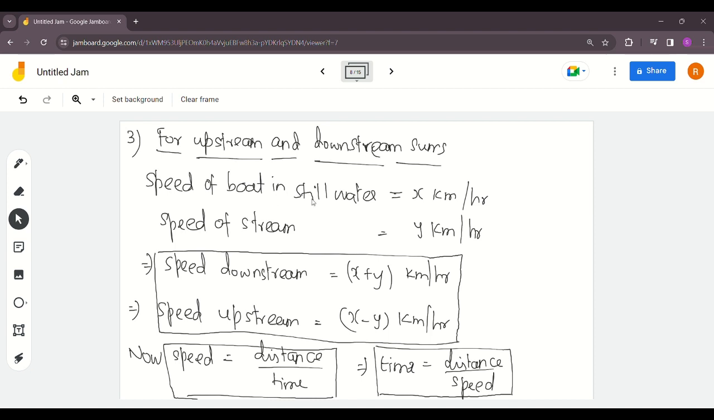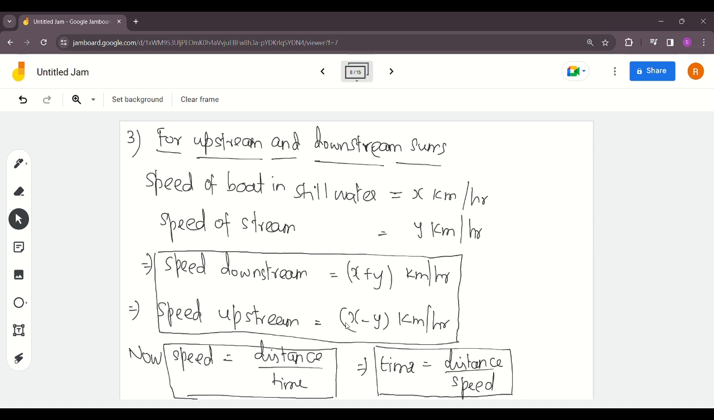Speed of boat in still water, this is your assumption. Speed of boat in still water is x kilometers per hour and speed of the stream is y kilometers per hour. For downstream, you just have to add the speeds so that the boat can go very fast. So that is x plus y. For upstream, you just have to subtract because the boat is going in the opposite direction. So it is x minus y.